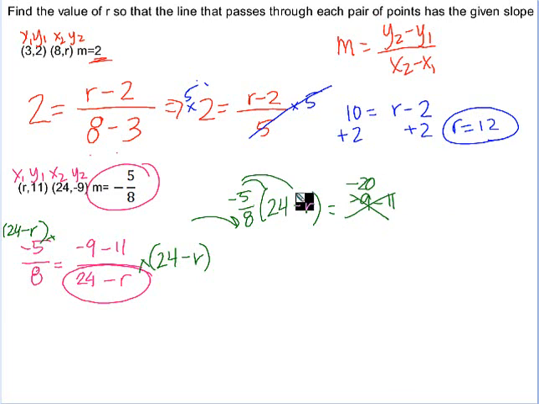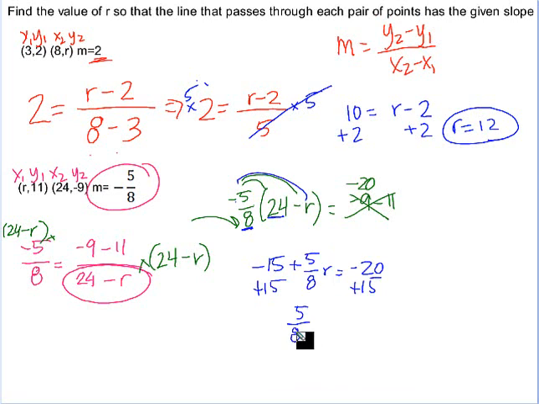This negative 5/8 now we will distribute throughout. So remember, when you're dealing with fractions, 24 divided by 8 is 3, times 5 is negative 15. Negative 5/8 times the negative r is a positive 5/8 r, and then is equal to negative 20. So now we'll add the 15 because we want to solve for r. So we have 5/8 r is equal to negative 5.